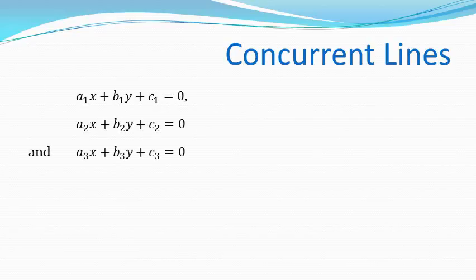Three lines are said to be concurrent if they all pass through the same point. So if these are the three lines, then they would be concurrent under this condition. So this 3 by 3 determinant of coefficients should be equal to 0. Now it is generally better to solve for the point of intersection of any two lines and see if that point also lies on the third line.